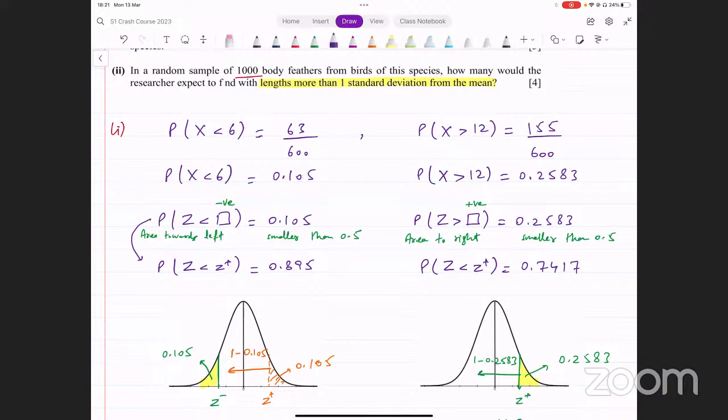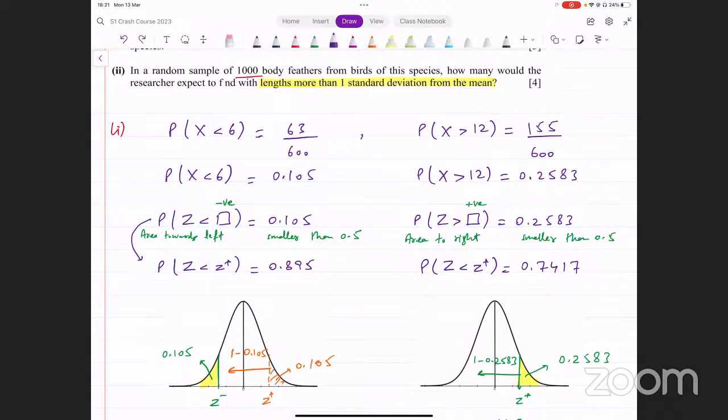Because once we have this probability, we would know that for one body feather, this is the probability. Then what about the expected number in 1,000 body feathers? We could just multiply that probability with 1,000 to get that number. Okay, so first thing we need to do is figure out the probability of this condition being satisfied. All right, length more than one standard deviation from the mean.